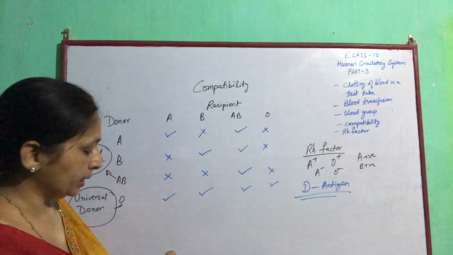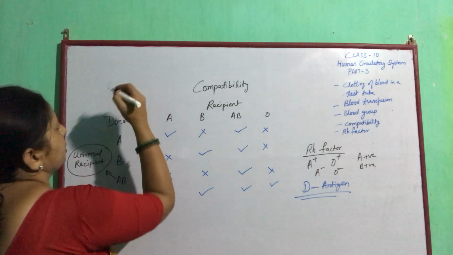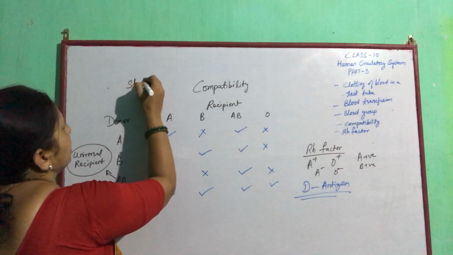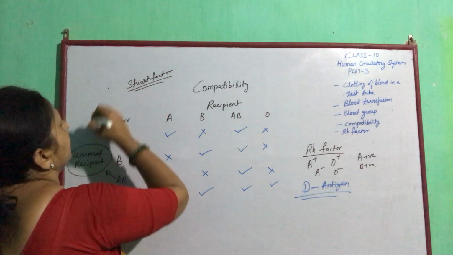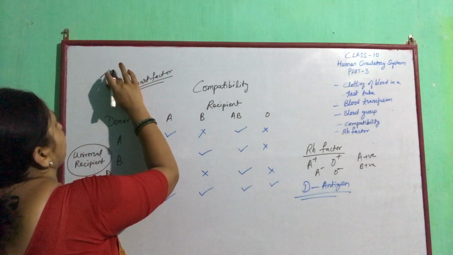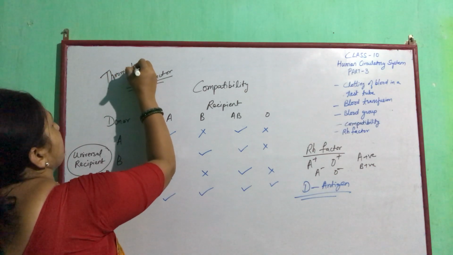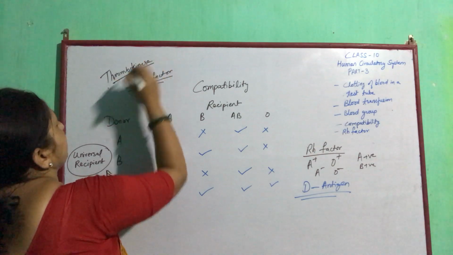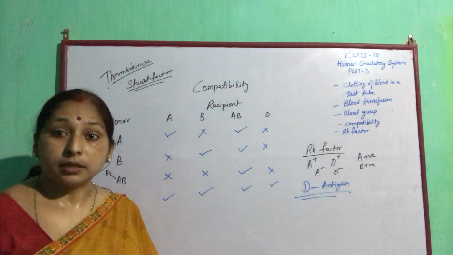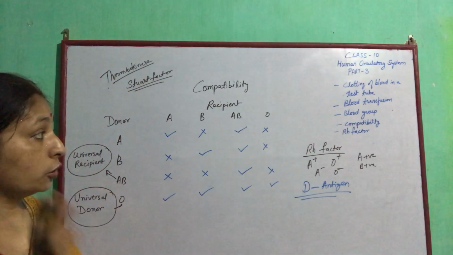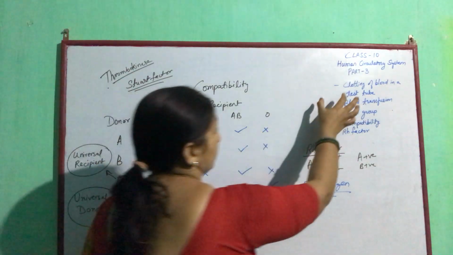Then one thing I have skipped: thrombokinase or thromboplastin. It is also termed as Stewart factor. Sometimes they ask what it is, so thrombokinase or thromboplastin is termed as Stewart factor. For 1 mark question it may be asked. So this is all about the clotting of blood, clotting of blood in a test tube. We have skipped this one.